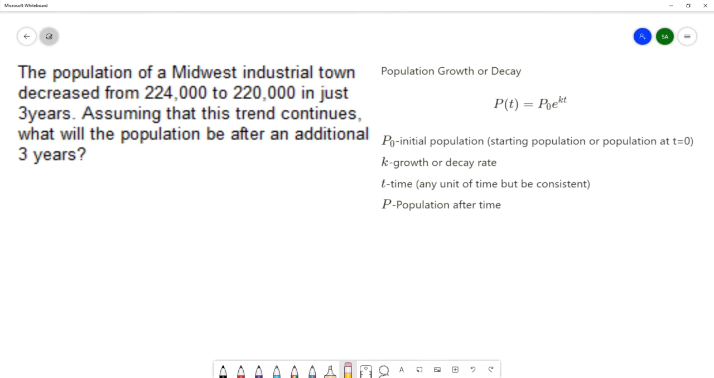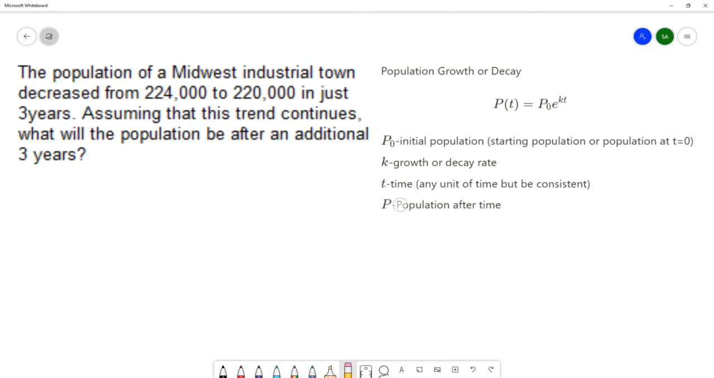So in this example, we're using what's called population growth or decay. We have this formula, P of t equals P naught e to the kt. P naught is the initial population or starting population. K is the growth or decay rate. In this example, it will be a decay rate because our population is decreasing. We have T, and we can use any unit of time, but we want to be consistent. In this problem, it mentions a time of 3 years, so our time will be in years.